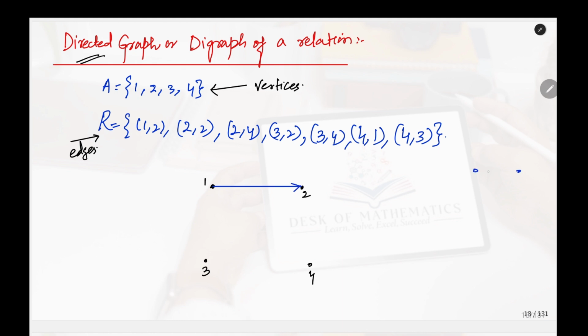Undirected graph, we can directly put it this way, and we do not know why this is the direction. But here in this relation, we have the direction. Y is related to 2, so it has a direction. That's why it is called a directed graph. 2 is related to 2, so here we have a loop. It is related to 2 itself.